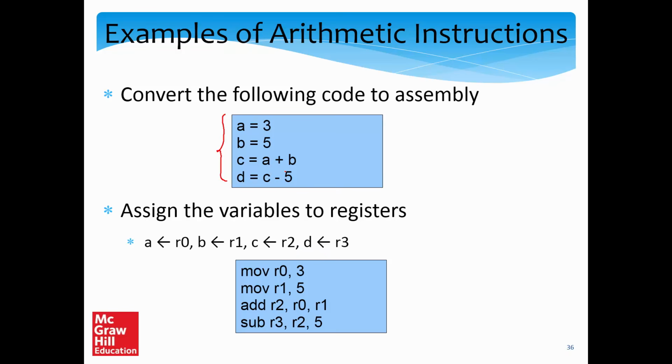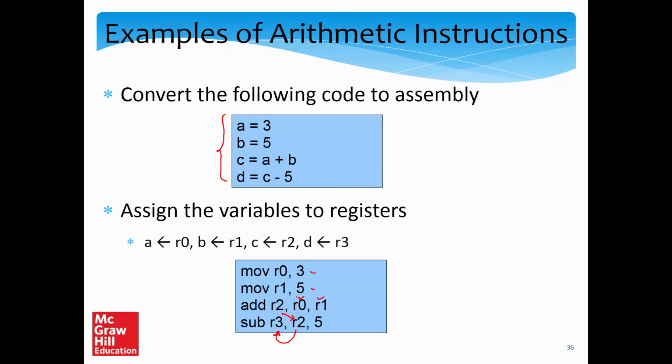Now A equals 3 just becomes move 3 to R0. B equals 5 becomes move 5 to R1. C equals A plus B essentially means add R0 and R1, and let's assign the result to R2, because R2 is supposed to contain the value of C. Then to compute C minus 5, we take R2, subtract 5 from it, and save the result in R3, which is mapped to D. So here we have 4 high-level statements and 4 assembly statements because it's a simple program.